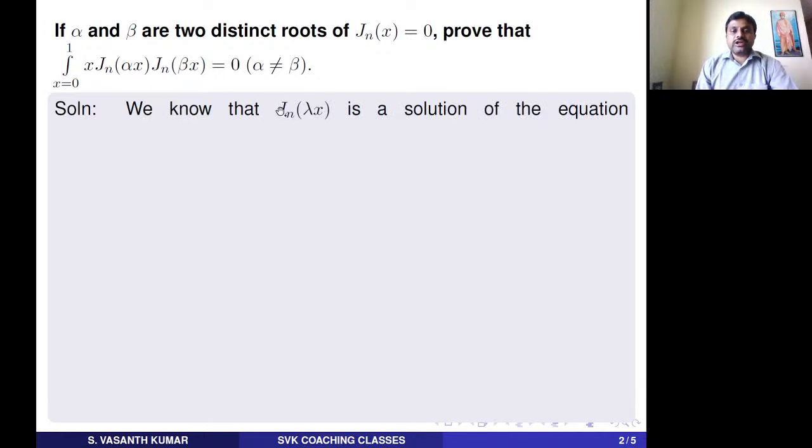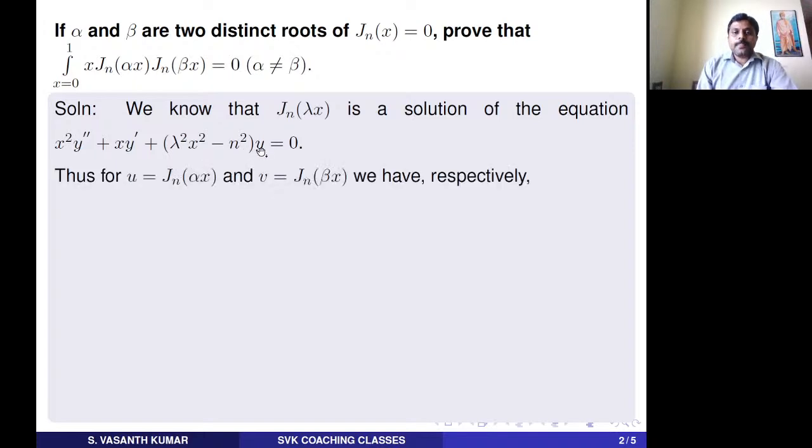Next, we know that Jn of x is a solution of the differential equation x square y double dash plus x into y dash plus x square minus n square on y equal to 0. As I have taken lambda here, x will be multiplied with lambda square. So therefore Jn lambda x is a solution of the differential equation of the form x square y double dash plus x into y dash plus lambda square x square minus n square on y equal to 0.